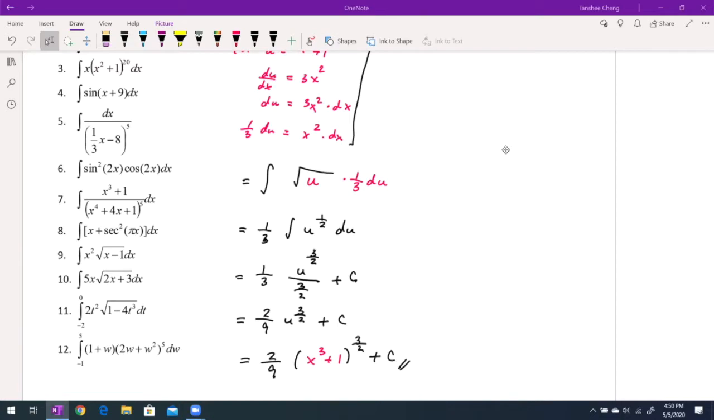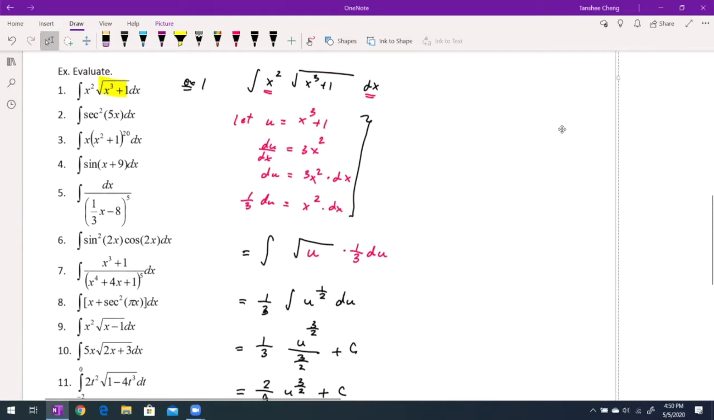So let's take a look at example number 2. Integral of secant squared 5x dx. So my question to you now is, this is clearly a composition function, right? A composition of 3, actually. See that? So what we need to think about is what you're going to substitute for u.